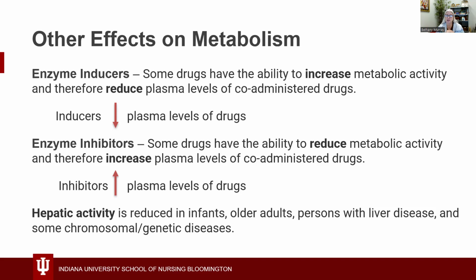Okay. Another thing to think about, going back to liver health itself. Hepatic activity, or liver activity, is significantly reduced in infants and older adults. Older adults, just normally through the aging process, all of our organs are less efficient. Notice I said our, not their, because I'm starting to reach the age where I start worrying about things like that. People with chronic or acute liver disease like cirrhosis of the liver, hepatitis, or other kinds of liver infections, perhaps. And some chromosomal or genetic diseases of the liver will also affect metabolism.